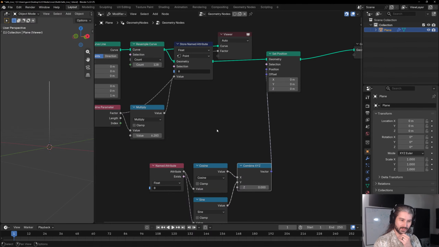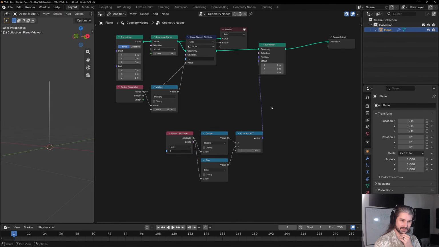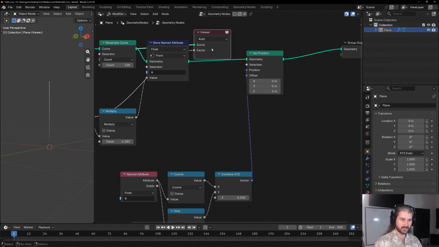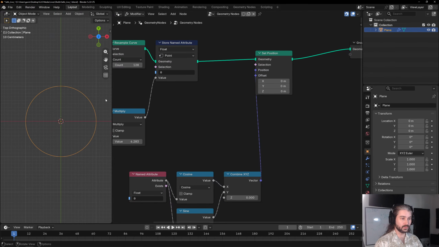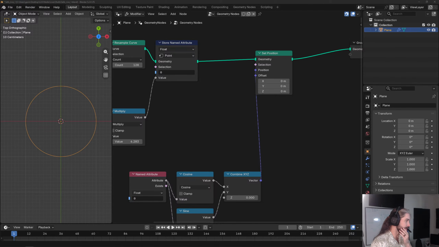But okay, so we're going to take this, set the position, and since we have the viewer node, we're now seeing that we have drawn a complete circle. So, with this circle, we're now able to do a few things. And let me take a second to collect my thoughts here, look at where we're at. So yeah, that's the easiest part of this, right? The easiest part is to just draw a circle.